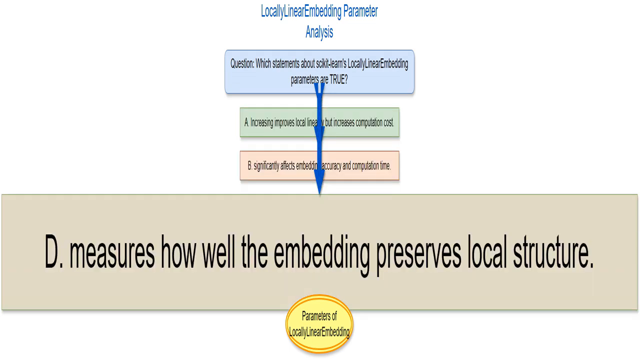Statement C discusses the `method` parameter, specifically, comparing `hessian` and `standard`. It's incorrect to claim one is always superior. The best method is dependent upon the data. While `hessian` might be more robust in some cases, `standard` is often faster.